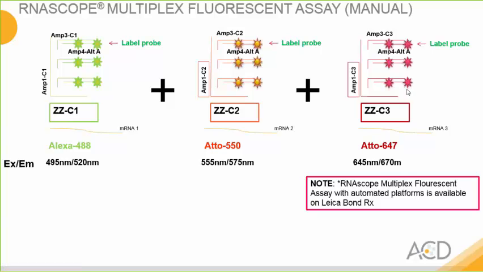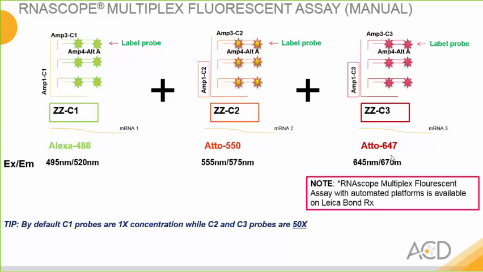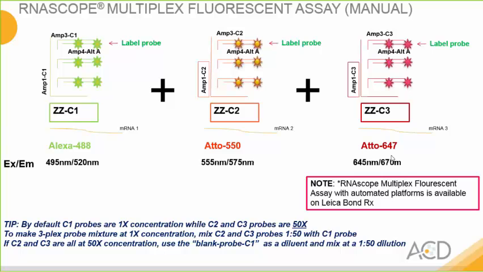The label probes in this case are now tagged with 3 different fluorophores: Alexa 488, Atto 550, and Atto 647, which can be detected in different fluorescent channels. Again, similar to the duplex assay, the C1 probes are provided as ready to use, and C2 and C3 are provided as 50x.